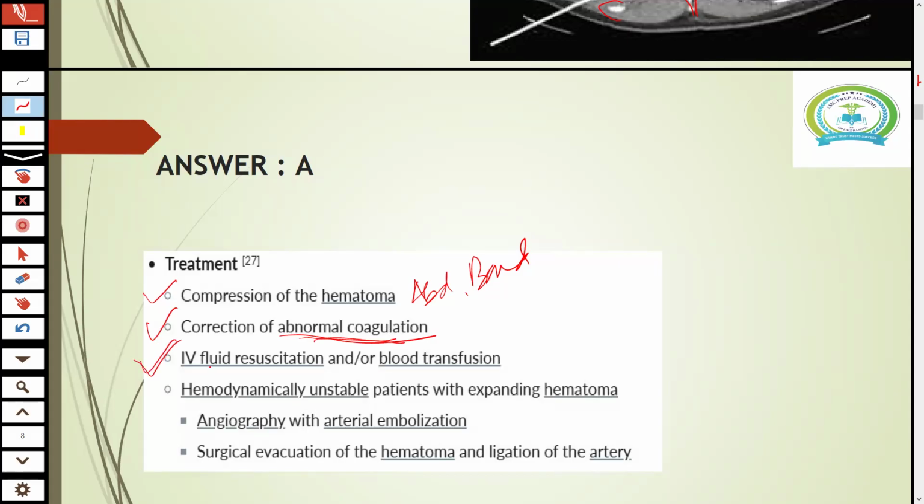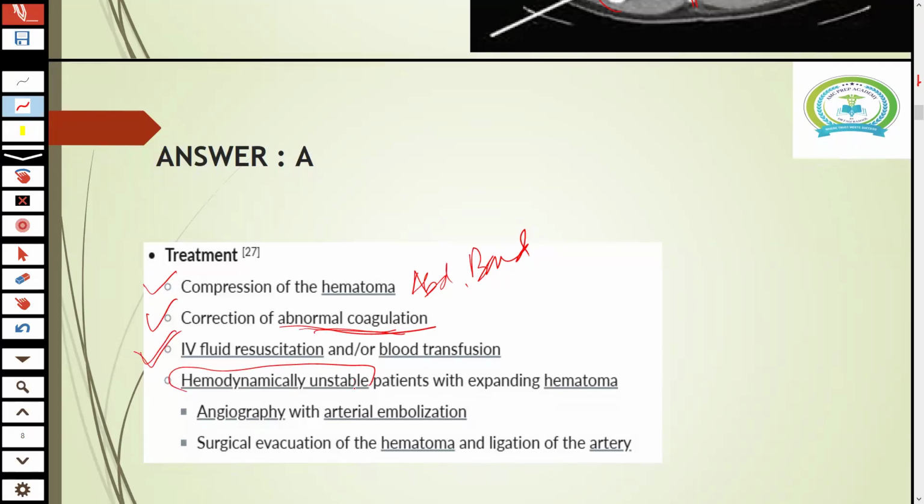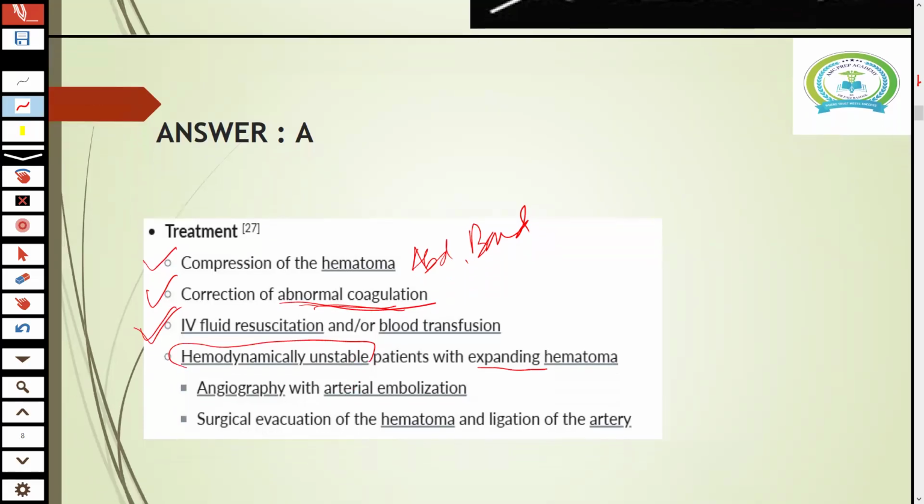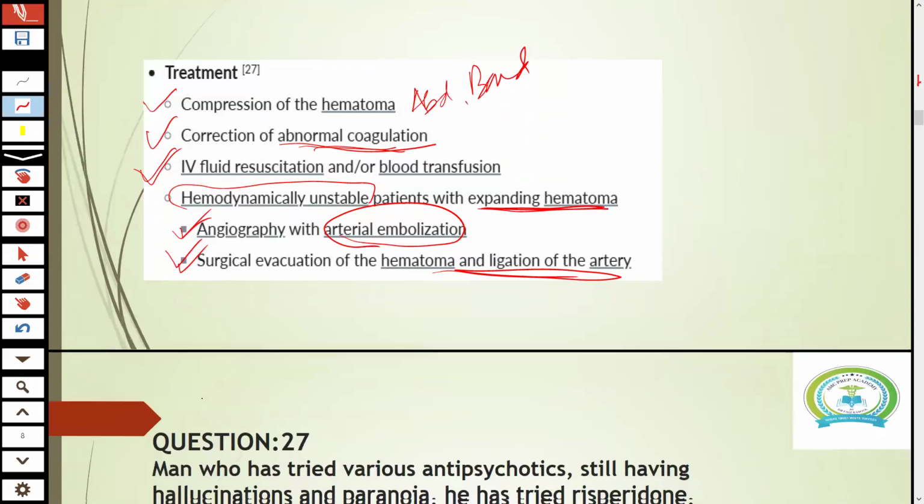If the patient is vitally unstable, then we have to do fluid resuscitation or blood transfusion as needed. If the patient is completely hemodynamically unstable and the hematoma is expanding in size, in that case we go with angiography and arterial embolization, or surgical evacuation of the hematoma and ligation of the bleeding artery. So in this case you have to look at the vitals of the patient, whether your patient is clinically stable or unstable. Only then will you alter your treatment options.